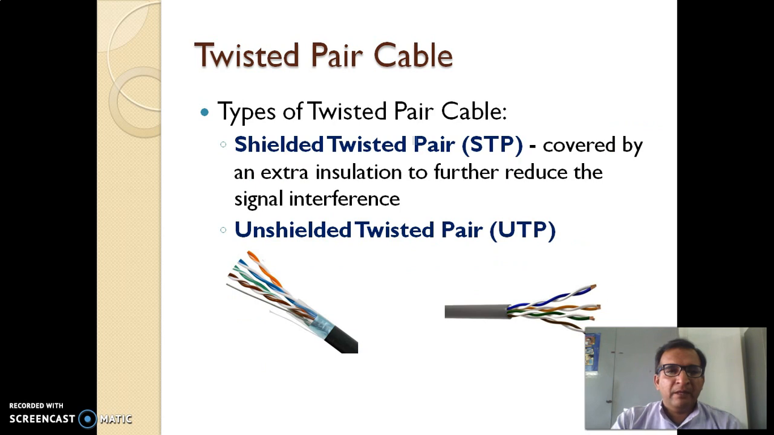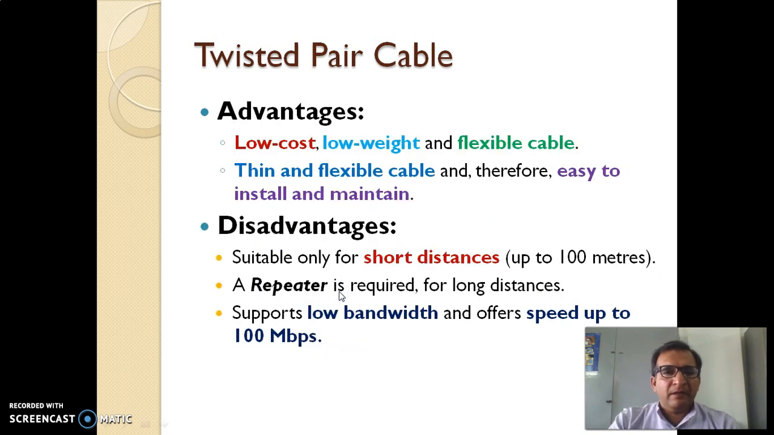If we see the twisted pair cable, they are of two types: shielded twisted pair and unshielded twisted pair. The shielded twisted pair has some extra insulation to further reduce the signal interference. Advantages of twisted pair cable: they are low cost, low weight, thin and flexible cable, and therefore easy to install and maintain.